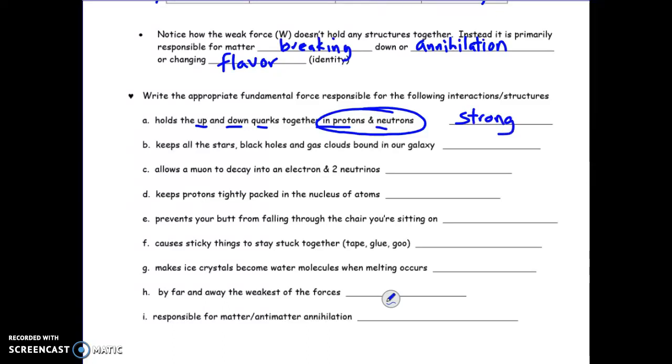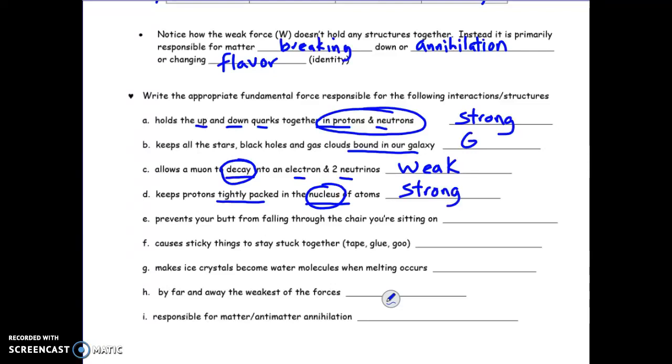Okay, what keeps all stars, black holes, and gas clouds bound in our galaxy so they don't stray off? Of course, that's gravity. What allows a muon to decay into an electron and two neutrinos? The key word is decay. And so if we go back up there, we saw that that's what the weak force does. So the weak force does that. What keeps protons tightly packed in the nucleus of an atom? Again, there's nucleus, so it's got to be something at the nuclear level. That's the strong force.